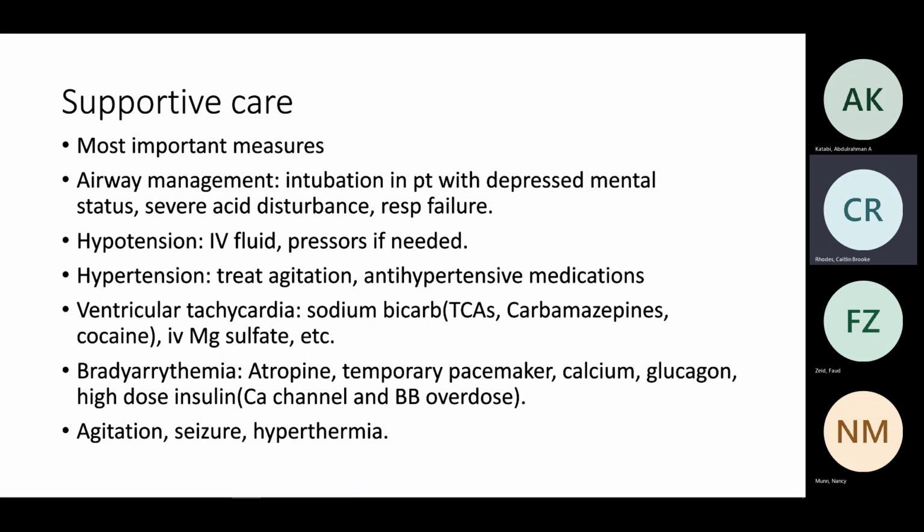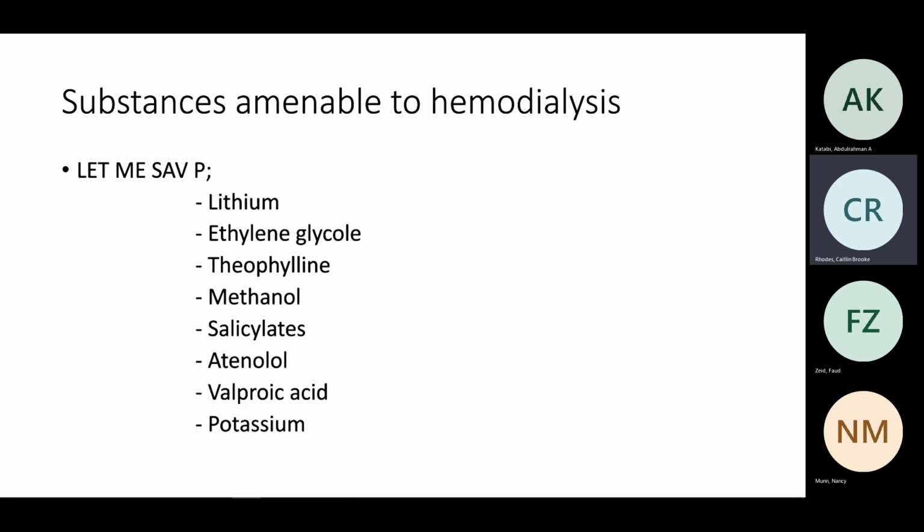If the patient has some other presentation with a drug overdose, like hypertension or agitation, you treat it, and most of the time benzo is the drug of choice. Ventricular tachycardia, for example, if the patient has TCA or carbamazepine overdose, sodium bicarb is recommended. If patients came with bradycardia: atropine; calcium, for example, if the patient has calcium channel blocker overdose; glucagon if the patient has beta blocker overdose; also high dose insulin. We'll talk about it later. Agitation, seizure, and hyperthermia all need to be taken care of.